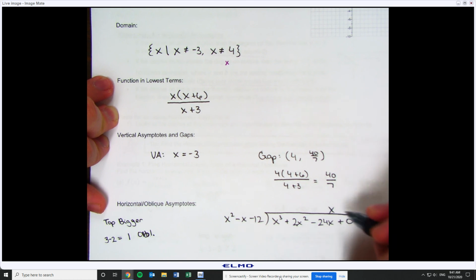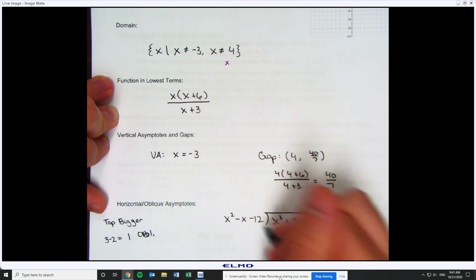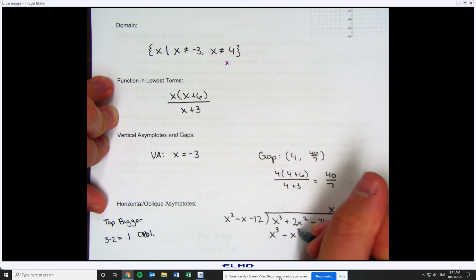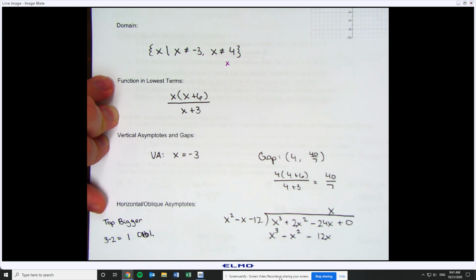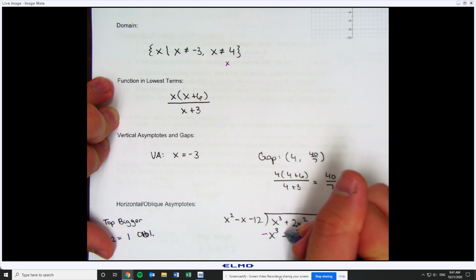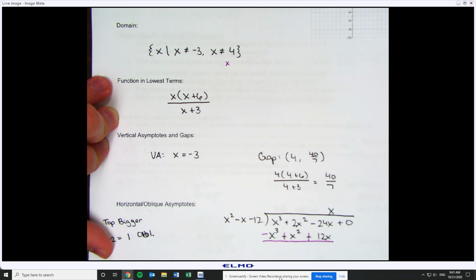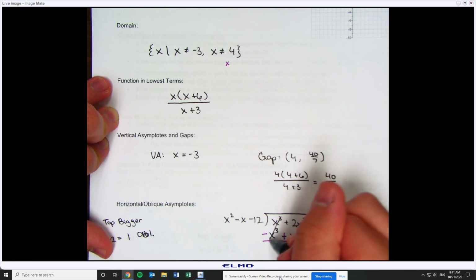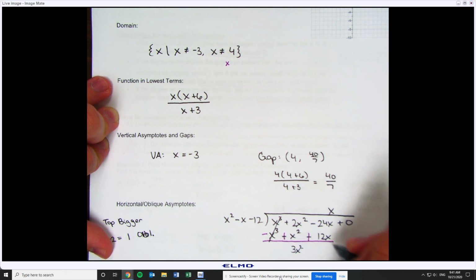I'm going to multiply by x. So x times x squared is x to the third. x times negative x is negative x squared. x times negative 12 is negative 12x. Now, going through doing our subtraction, that's minus, plus, plus. So those cancel. That is going to give me 3x squared, and right here, minus 12x plus 0.